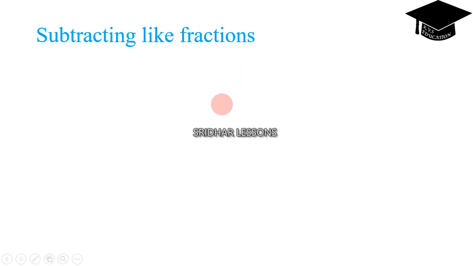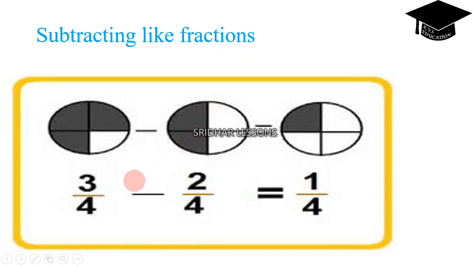Subtracting like fractions. As we add the numerators for the same denominator, similarly we have to subtract when the denominator is the same. For example, we have 3 by 4 and 2 by 4. Since the denominator is the same, we can simply subtract 3 minus 2, which equals 1, and the denominator will be unchanged, 1 by 4. So we can subtract like this.